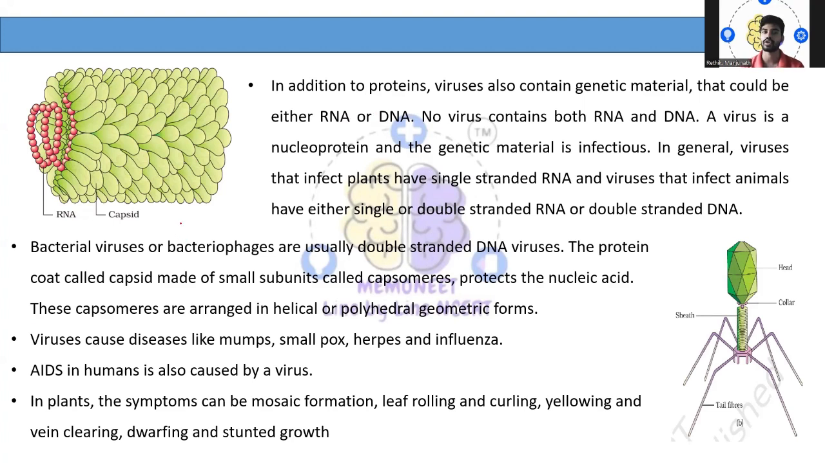In general, viruses normally infect plants. The viruses which infect plants will always have single-stranded RNA, and the viruses which infect animals will have either single or double-stranded RNA or double-stranded DNA. This is a very important point. So if a plant has been infected by a virus, that virus will have only single-stranded RNA, while viruses that infect animals will have either single or double-stranded RNA or double-stranded DNA.